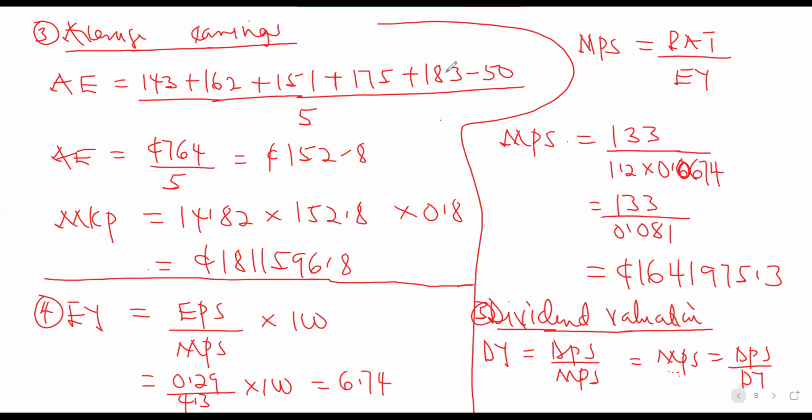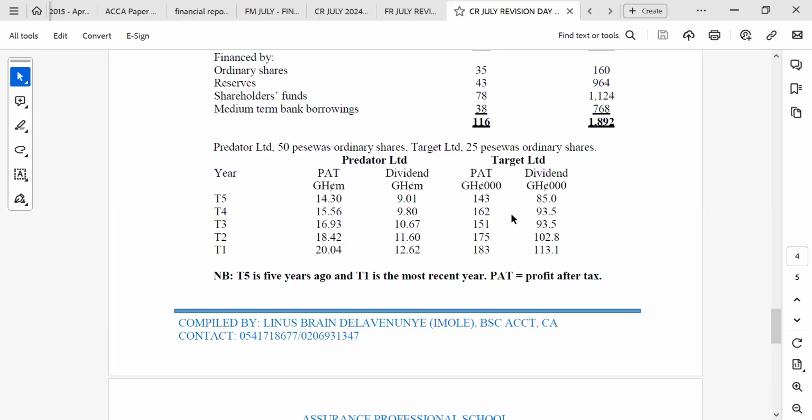Okay, so we can also use the dividend valuation. We can use the dividend yield. So we have to find the dividend yield of the predator company. That will be dividend per share divided by their market price multiplied by 100. Can we find the dividend per share of the predator company? Their recent dividend per share will give us what?